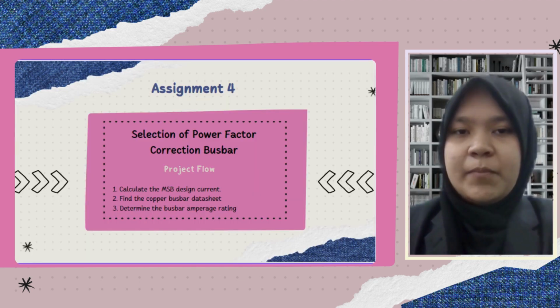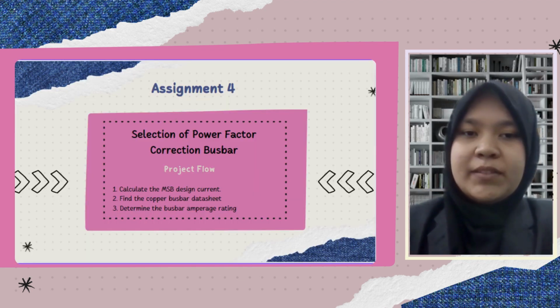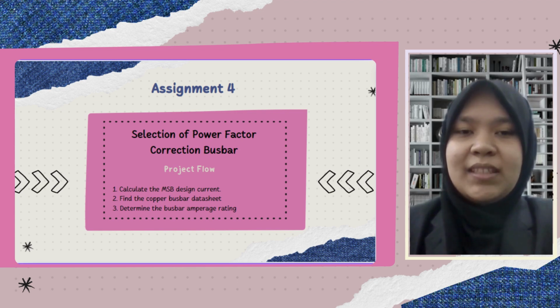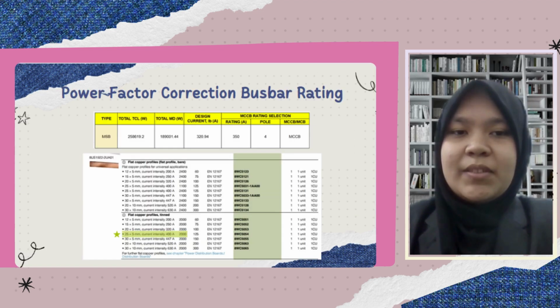Bus bar rating for power factor correction was determined based on the MSB design current. The steps are first calculating the MSB design current. Then the bus bar amperage rating was determined using the bus bar data sheet.